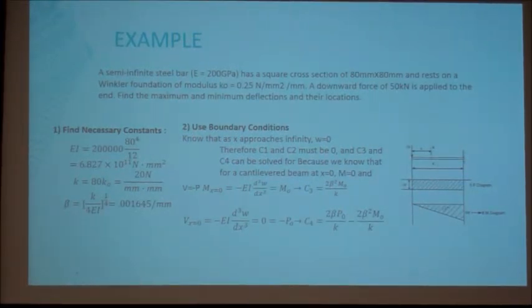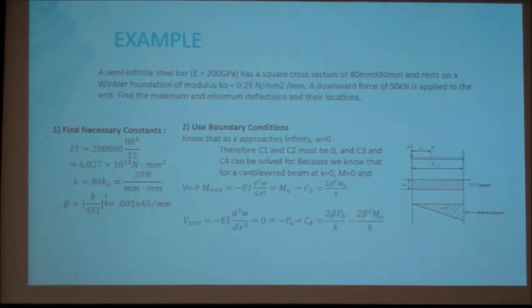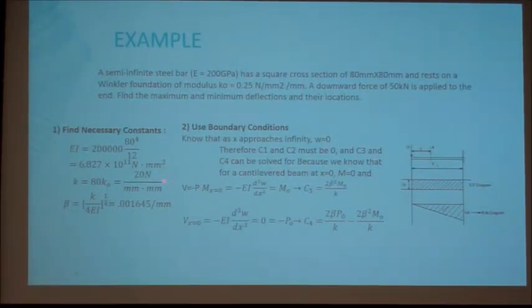Also we know that C1 and C2 must be 0 because in the earlier equation, if those weren't 0, the deflection would infinitely increase instead of decrease. Therefore, we know that these constants have to be 0 in order to solve this equation. And from there, C3 and C4 can be solved because we know the shear at x equals 0, and we know the moment at x equals 0. So using those, we found our two constants.